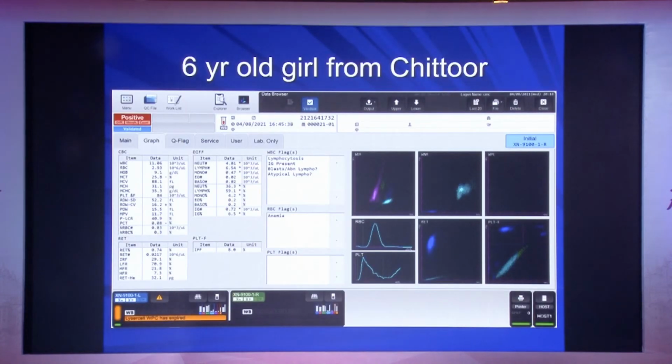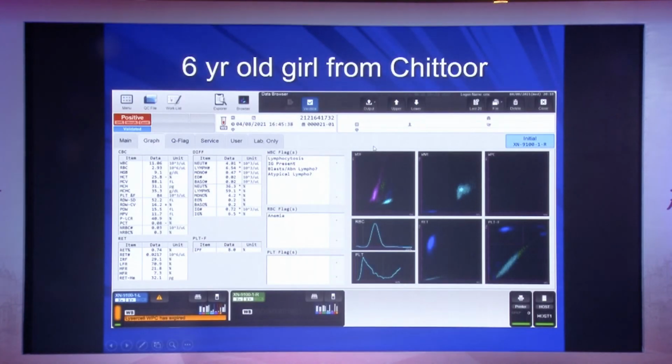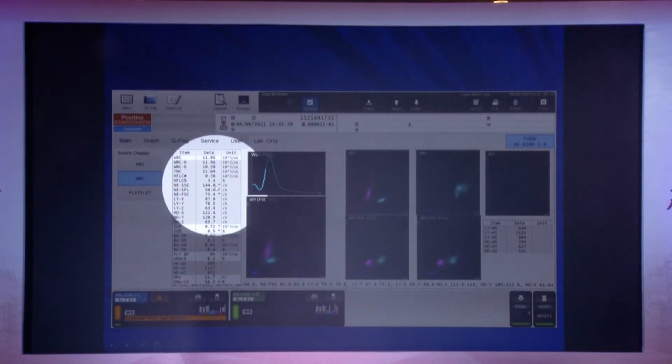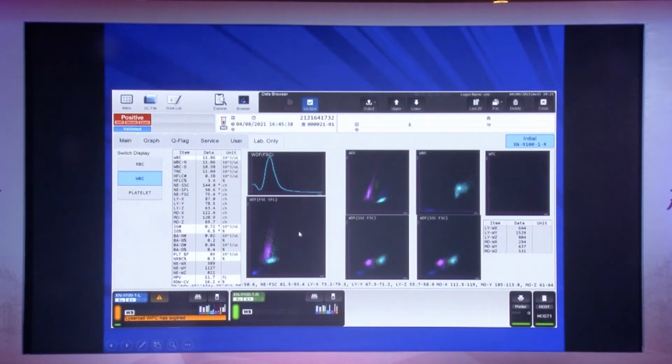So, this is a 6-year-old girl from Chittoor. Chittoor is very famous for scrub typhus, rickettsial infection. So, here you can see that there are lymphocytes which are reactive. Is it only lymphocytes that are reactive? When we look at the WBC data, we can see that HFLC is 3.4, and the neutrophil fluorescence is high, but the forward scatter somehow looks low. And when these three happen together, we can easily diagnose rickettsial infection, scrub typhus.